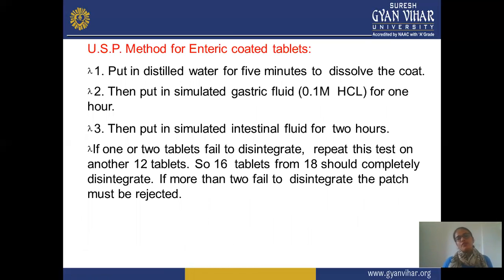USP method for enteric coated tablets. In this, put the tablet in distilled water for 5 minutes to dissolve the coat, and then put it in simulated gastric fluid, that is 0.1 molar HCl, for 1 hour, and then put it in simulated intestinal fluid for 2 hours. If 2 or more tablets fail to disintegrate, repeat this test on another 12 tablets, which should completely disintegrate. If more than 2 tablets in the batch fail to disintegrate, the batch will be rejected.